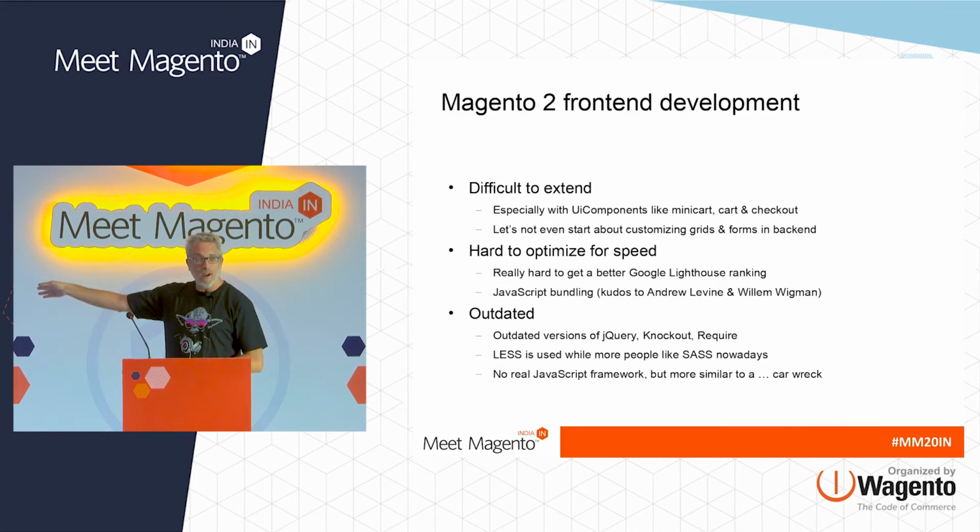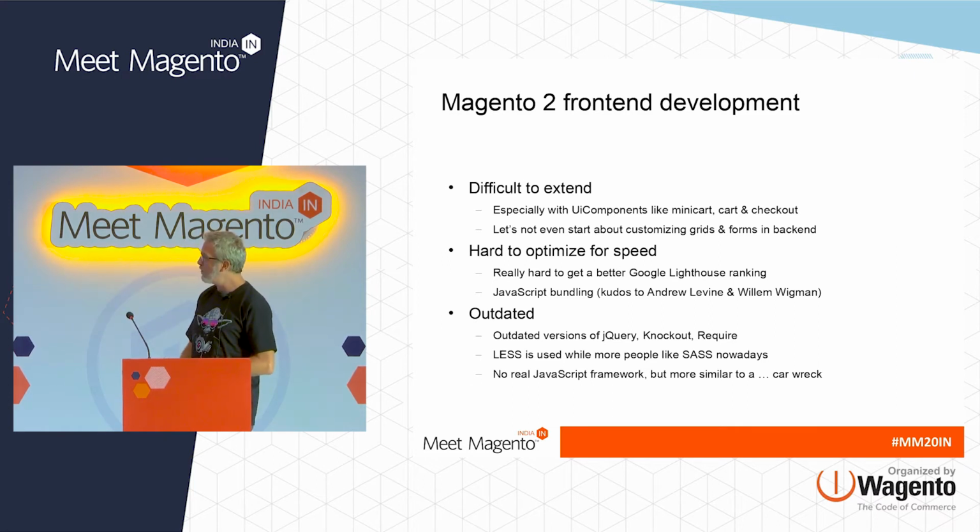And it's hard to optimize for speed, which is exactly the problem in a checkout as well. There's currently a couple of people, Andrew Levine and Willem Wigman, and most likely a couple of others, trying to optimize JavaScript bundling and a couple of other features in the front end. They're delivering good work, but the main point is that all of us have a hard time trying to optimize it. Forget about Lighthouse scores or whatever. It's just a different ballgame.